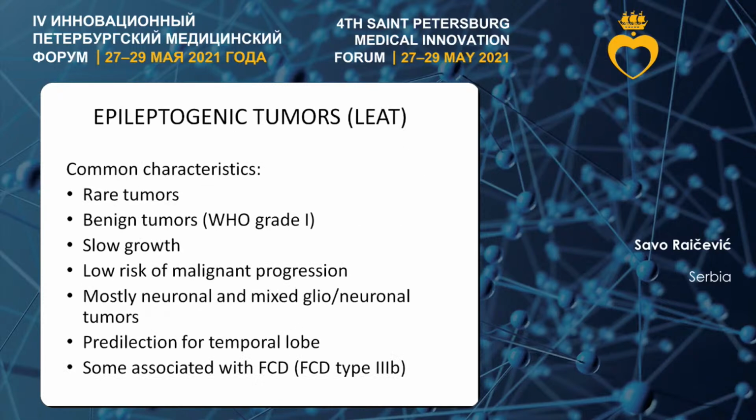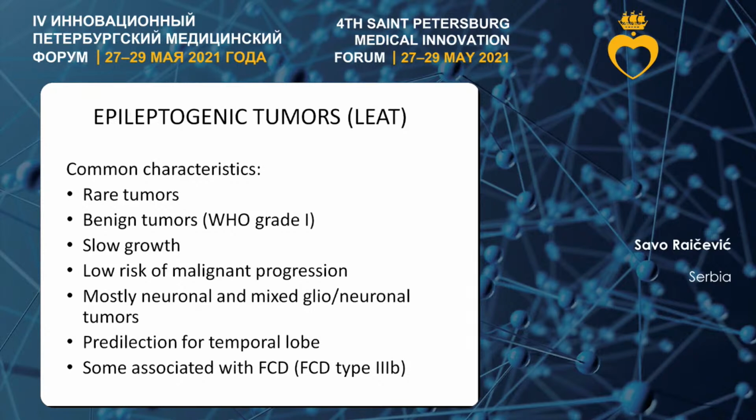So epileptogenic tumors have some common characteristics. They are rare, very rare tumors. They are benign, usually WHO grade 1. They are slow in growth and have a very low risk of malignant progression. They are mostly neuronal and mixed glioneuronal tumors with a predilection for the temporal lobe.